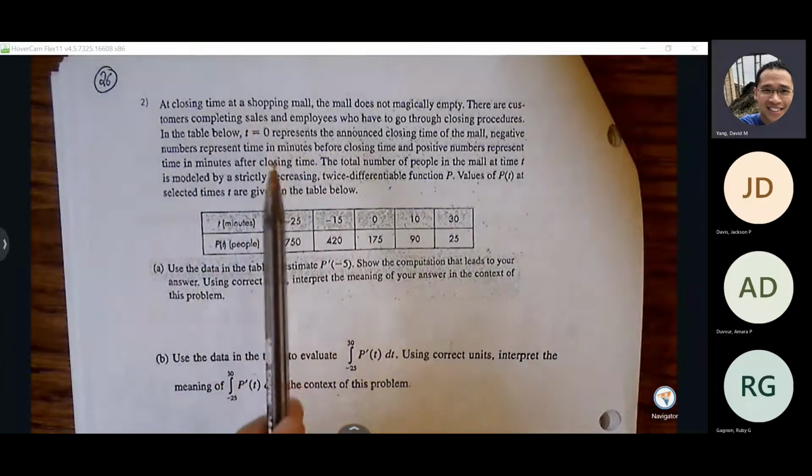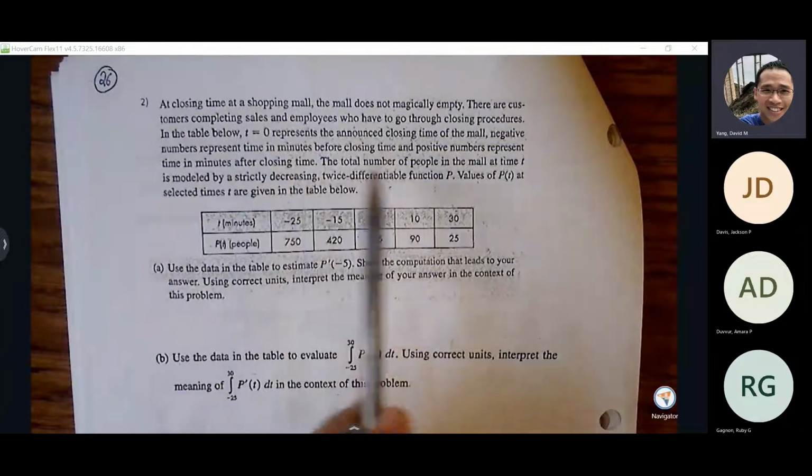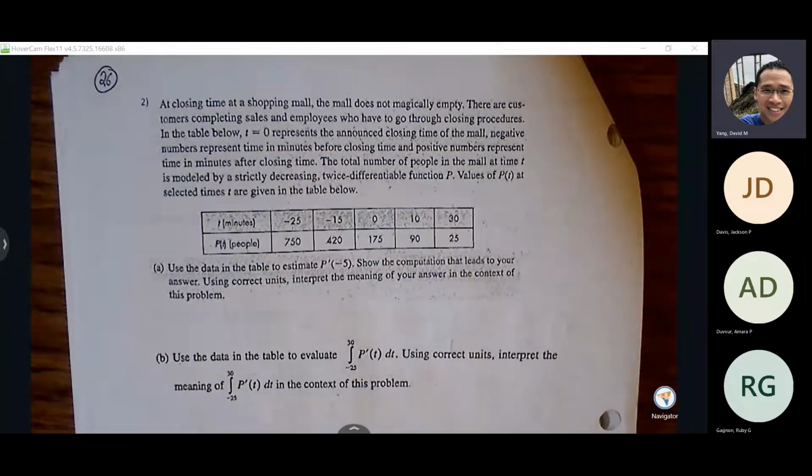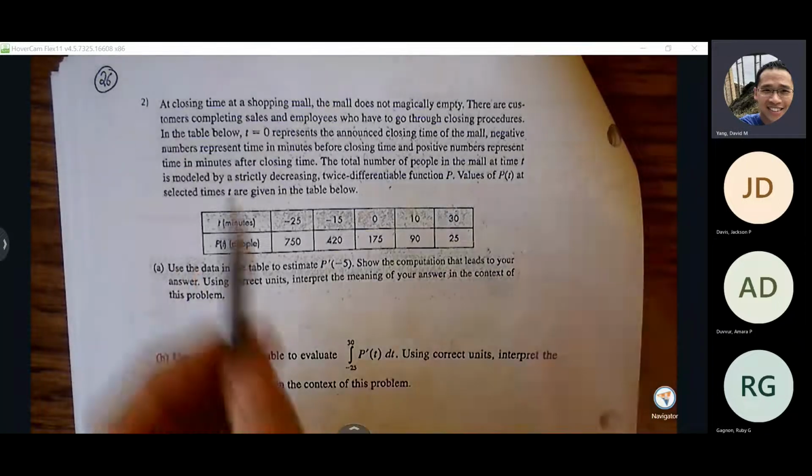Okay, closing time at a shopping mall does not magically empty. They are customers completing sales and employees having to go through closing procedures. In the table below, t equals 0 represents the announced closing time of the mall. Negative numbers represent time in minutes before closing, positive numbers represent the time in minutes after closing time. The total number of people in the mall is a strictly decreasing, twice differentiable function P.